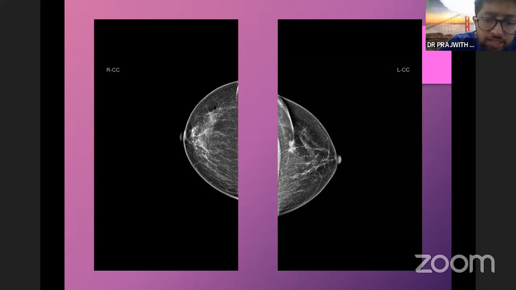Okay, it does not have a proper convex border, it has a concave border. See here, concave, concave, concave. It is not having convex borders. So what is it? It is not a mass. We can call it an asymmetry.